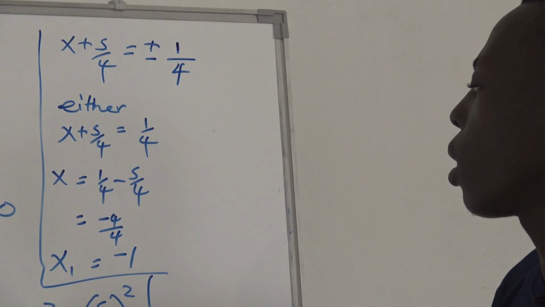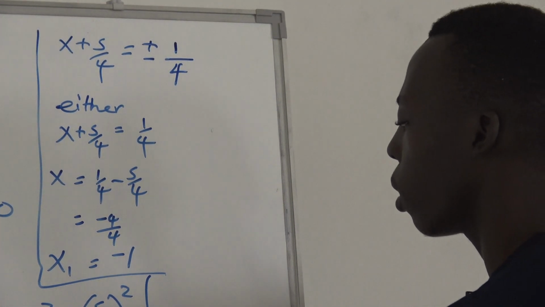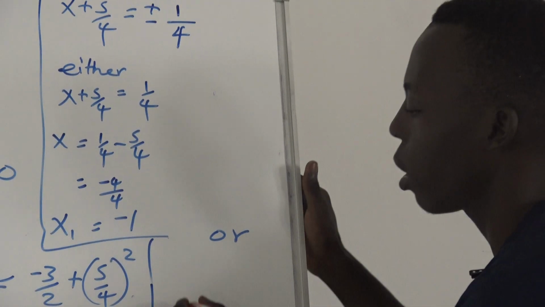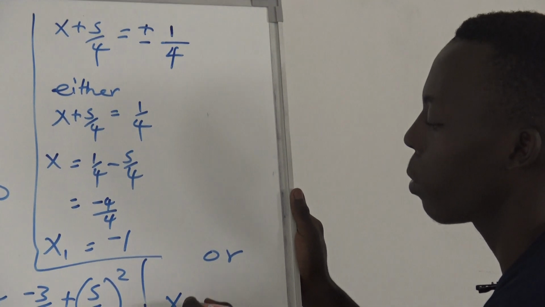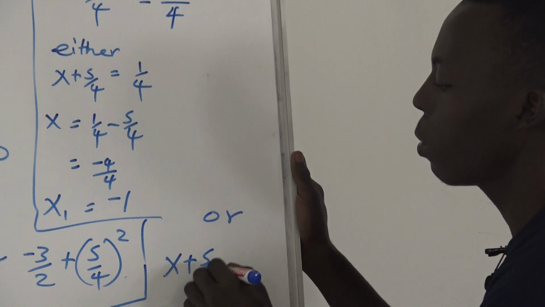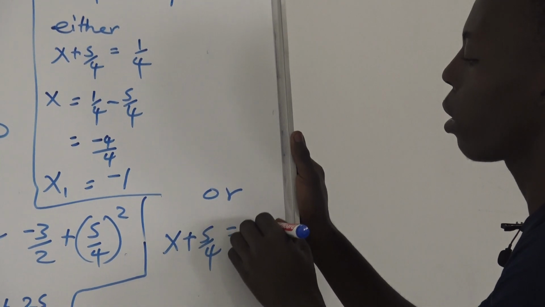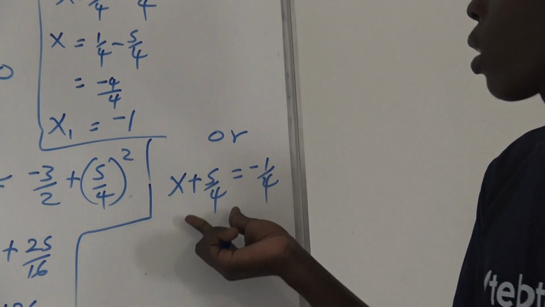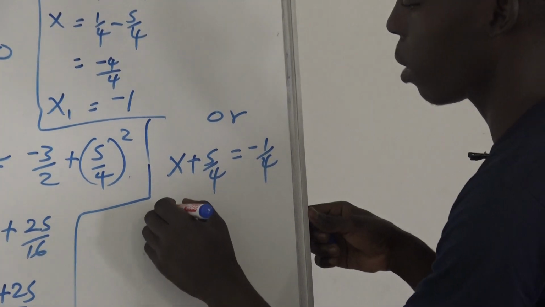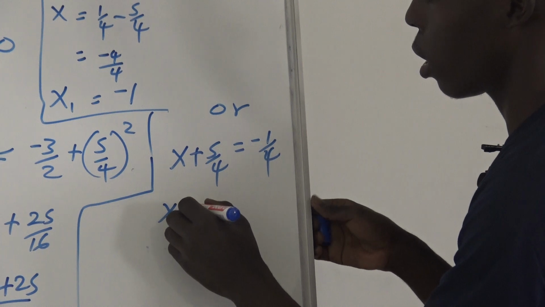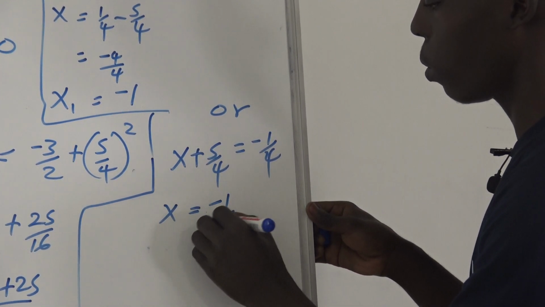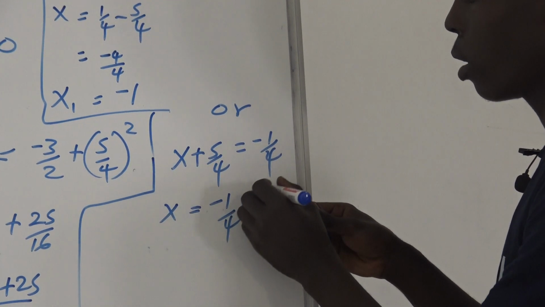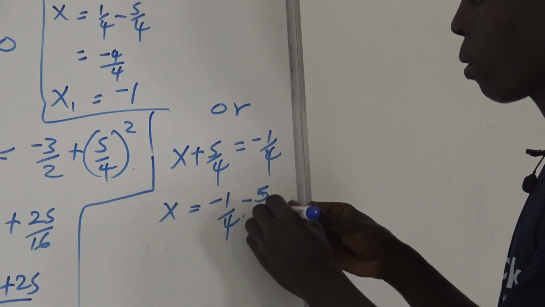So after getting x as negative 1, we also say, or the other one, when it is negative, which is x plus 5 out of 4, which will give us negative a quarter. So we have this one, we take it to the other side. So it becomes x equals negative a quarter, minus 5 out of 4, because here it is a plus.